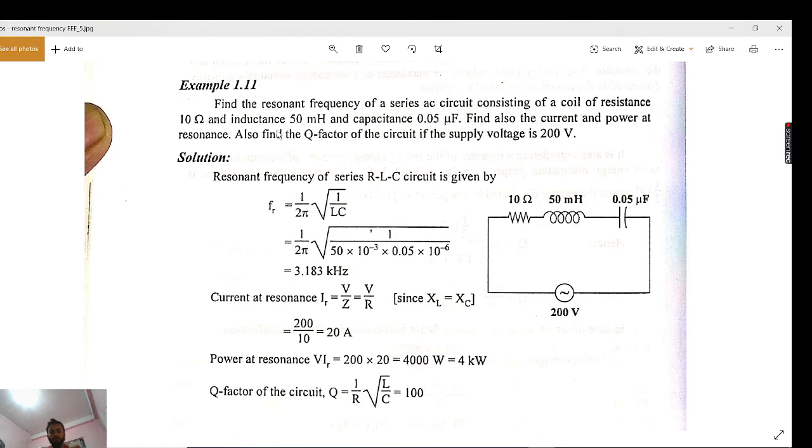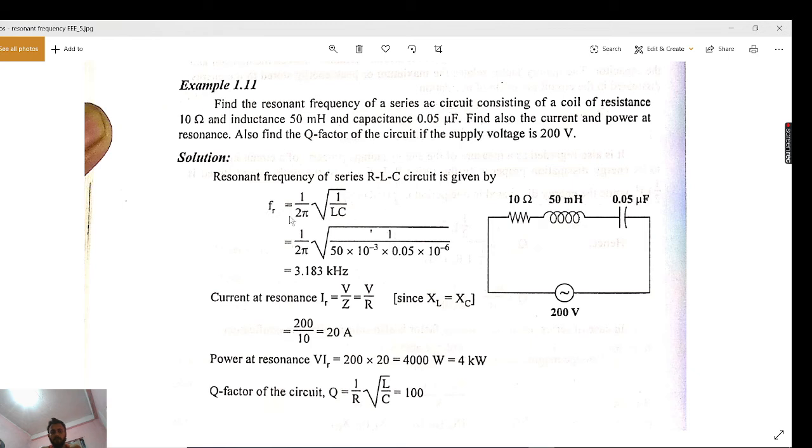Similarly, here we have the next one. Find the resonance frequency of a series AC circuit consisting of a coil. Here we have the values of R, L and C, and the voltage source is 200 volt. And here we have to calculate the resonance frequency, current at resonance, power at resonance and quality factor of the circuit. We have just done the previous problems and this is related, and numerically it is almost the same.